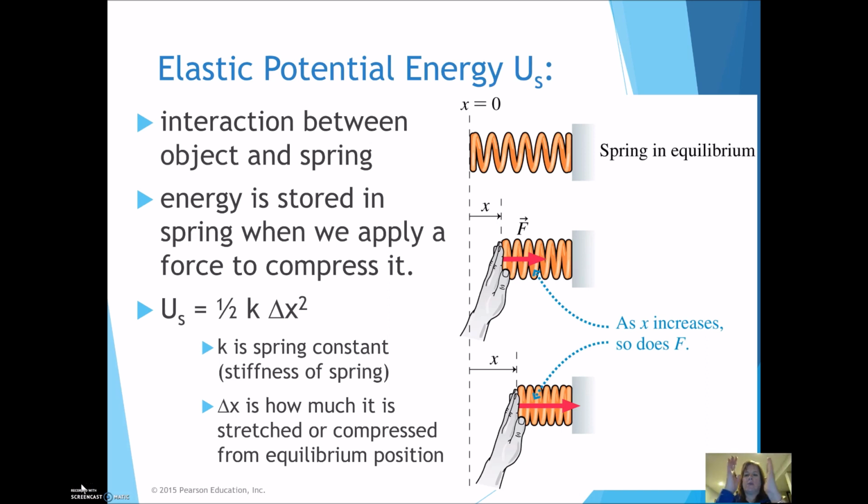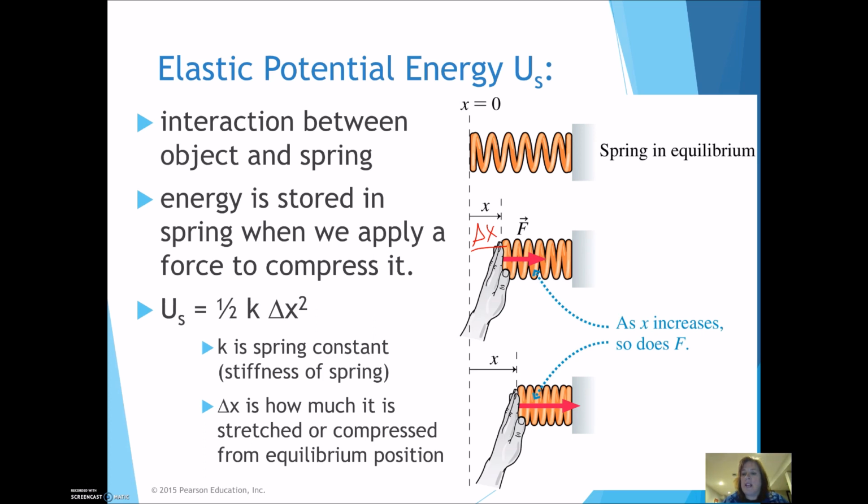So the delta X represents how much it's stretched or compressed from where it would be if there was no forces acting on it. And so you kind of see that in the picture here. This is where the spring would be if it was just at rest and nothing was bothering it. And here would be my delta X. If we forced it to compress, or maybe more, then the delta X would increase.